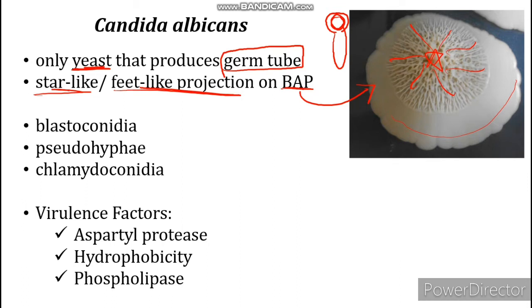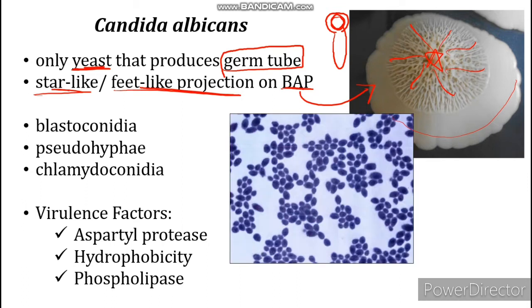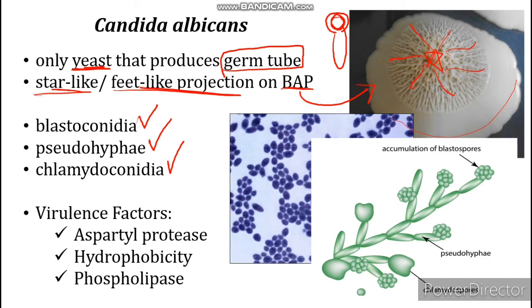And then, take note that it produces the following. You have your blastoconidia, your pseudohyphae, and your chlamydoconidia. So, ano yung mga yon? Si blastoconidia again, yung formation ng body yeast. So, your pseudohyphae, meron siyang part na septate hyphae, meron naman siyang part na coenocytic hyphae. And then your chlamydoconidia, ito yung rounding up sa ends ng conidia nyo. And then, in the serology part, it produces the virulence factors, aspartyl protease, hydrophobicity, and phospholipase. Tatandaan to, mga ito.